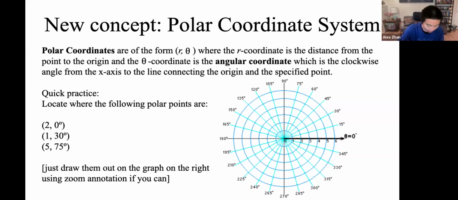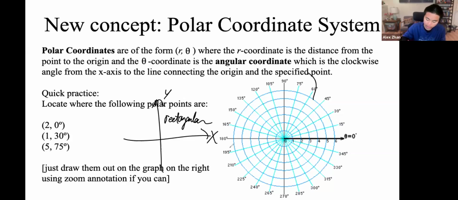Okay, well, so now the new concept is going to be polar coordinates. They are different from rectangular coordinates. And from now on, we call the usual coordinate system, where this is x and this is y, rectangular coordinates, so that we don't confuse them with our new system of polar coordinates.